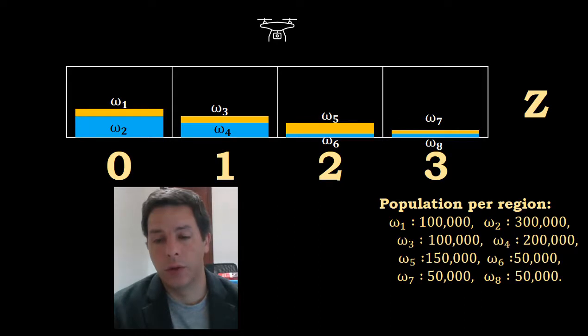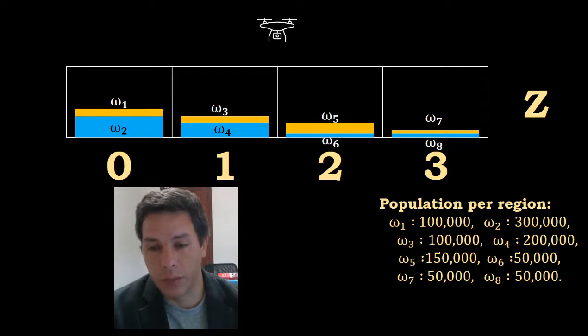Okay, now we add a new characteristic. We've got whether the drone lands in regions A, B, C, or D, which we replace by a random variable that takes values 0, 1, 2, 3, and whether it lands in an inland or a coastal area. Here is the same example as in the masterclass. Omega 1 is inland and 0, 100,000 people. Omega 2 is coastal and 0, 300,000 people. Omega 3 is inland and 1, 100,000 people. Omega 4 is coastal and 1, 200,000 people. Omega 5 is inland and 2, 150,000 people. Omega 6 is coastal and 2, 50,000 people. Omega 7, inland and 3, 50,000 people. And omega 8 is coastal and 3, 50,000 people.